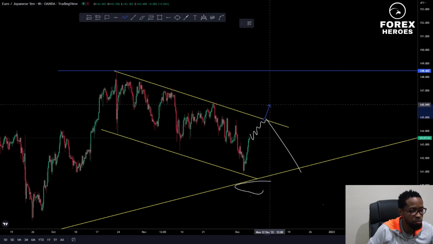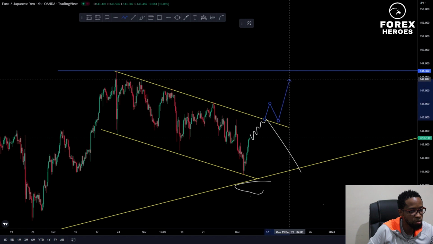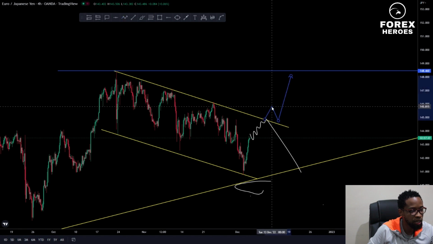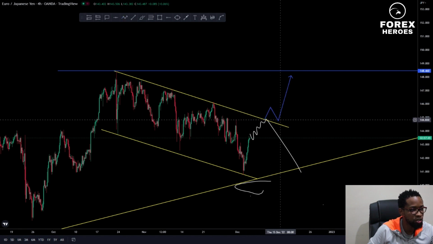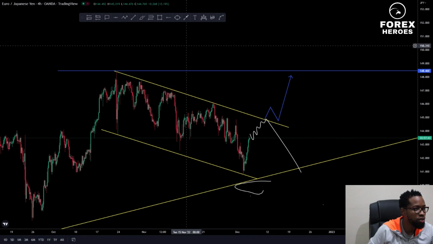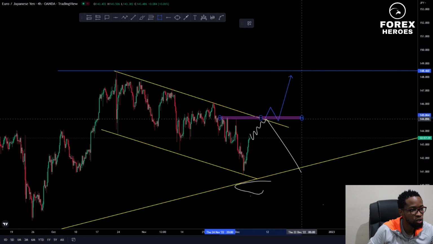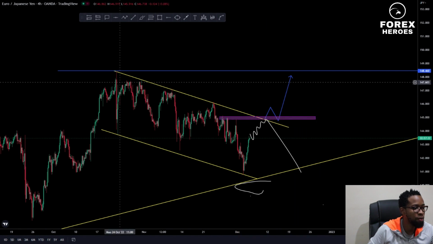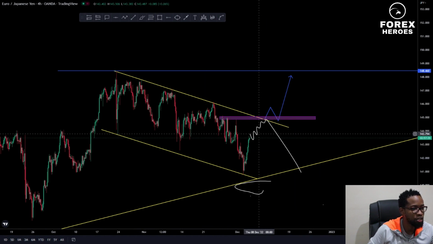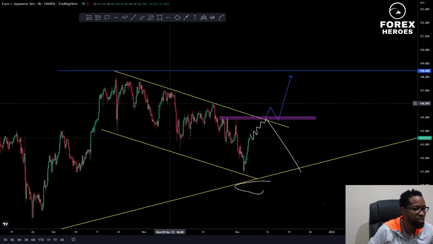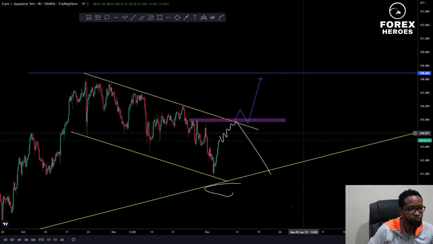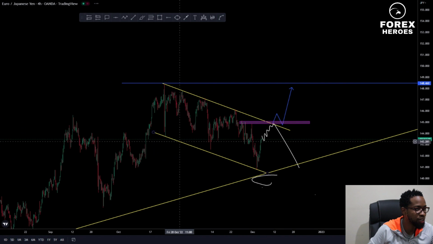Subsequent to that, you can have a move pushing, breaking this, coming back to retest before pushing to the upside. What will cause this? It simply shows you that the market is indeed ready to push to the upside. That will simply mean that this bearish movement has been validated. But we can also see that this is a channel, a falling channel.